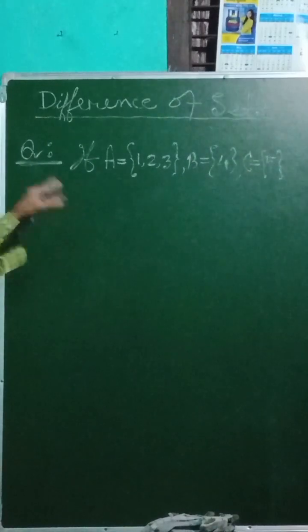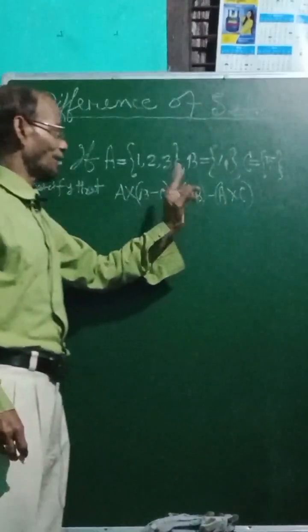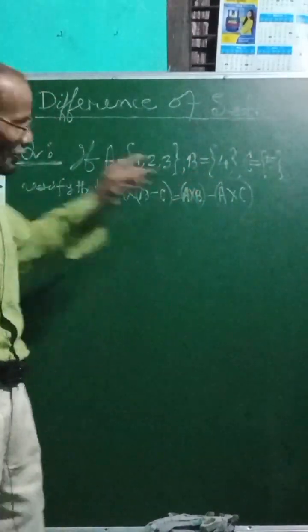Verify that A cross (B minus C) equals (A cross B) minus (A cross C). You have to verify.